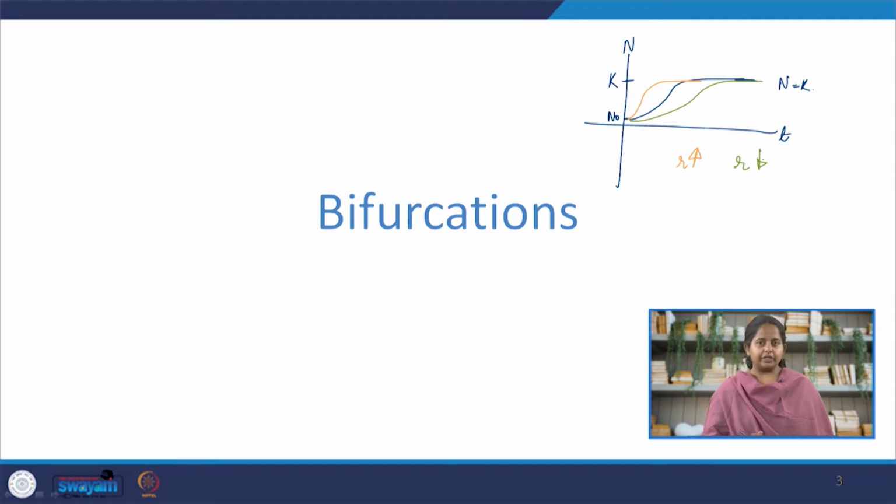Now what happens when I change the K? Let's use another color again. Let's say I keep my R the same or comparable to the initial R, which was in dark blue, but now I have increased the K. This is the new K, K dash. So my growth will be quite rapid, and then it will plateau around K dash, which is the new carrying capacity.